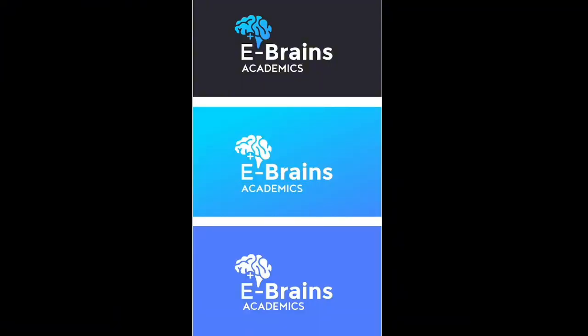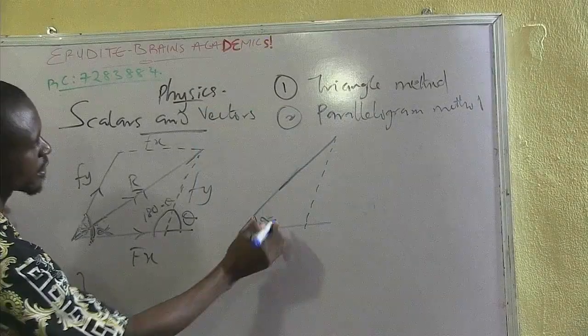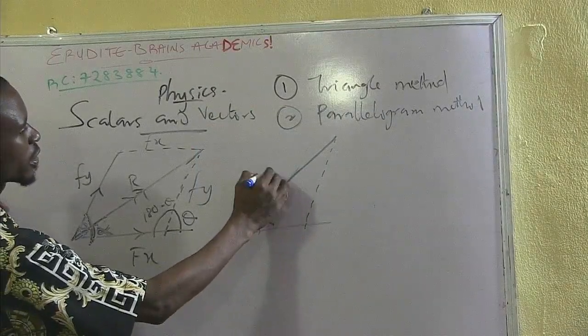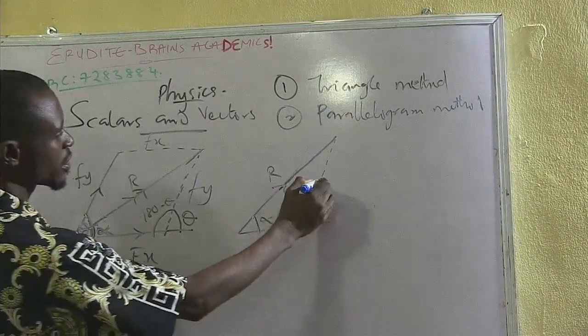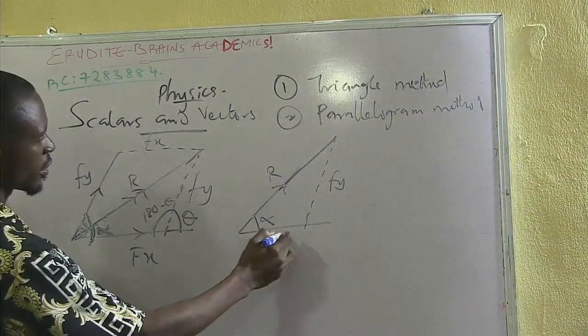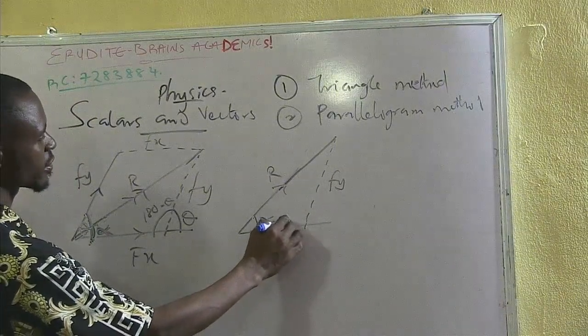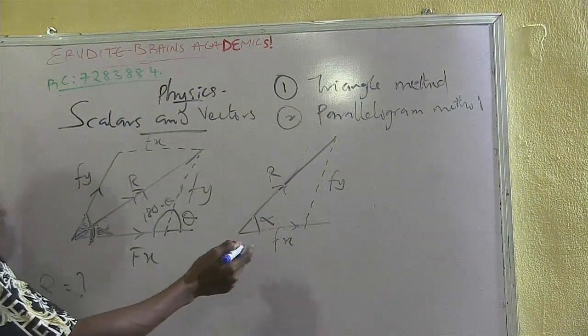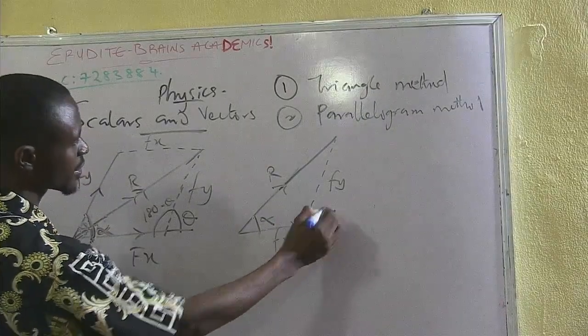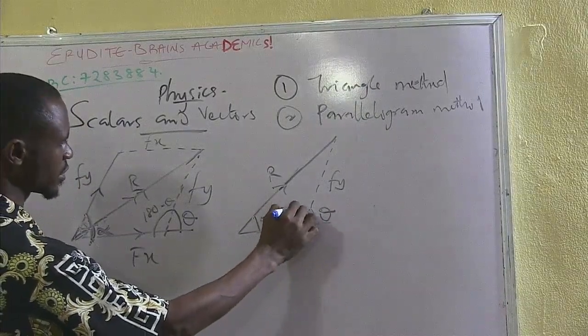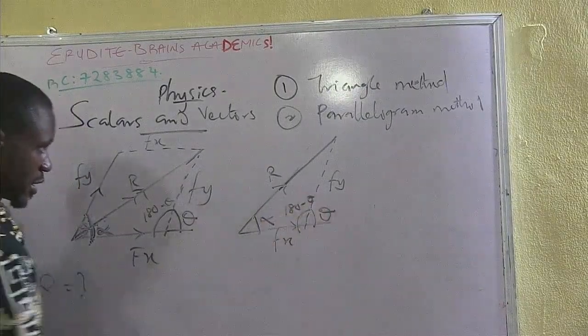This is what we'll be having. We're having stuff like this, and at this angle we have it as alpha. Then let's call this one our resultant. This is our Fy, and this one is our Fx. Alright, then this one should be our theta, and this one should be our 180 minus theta. Now how do I calculate?